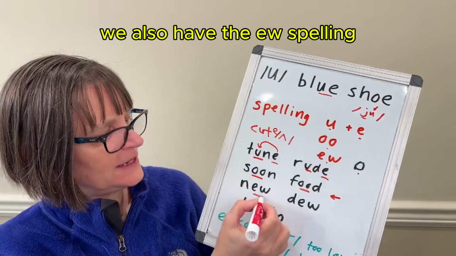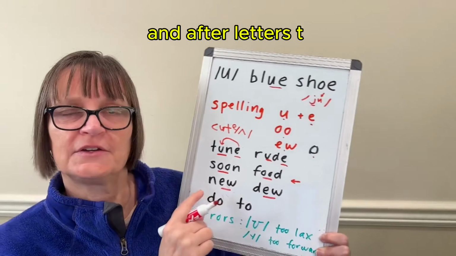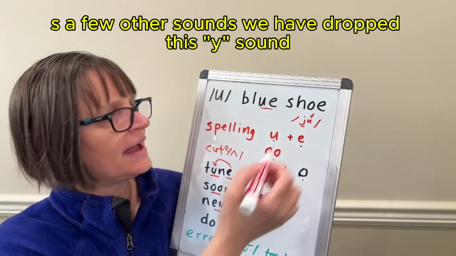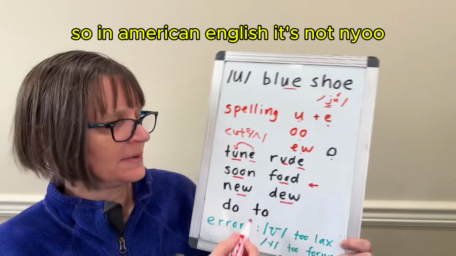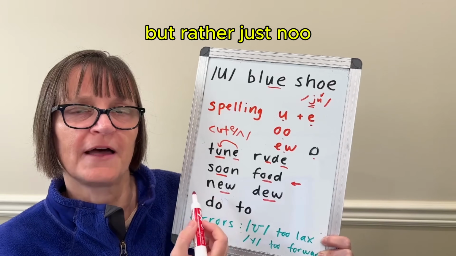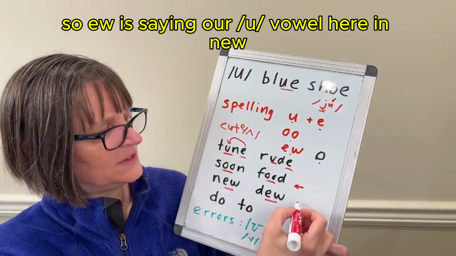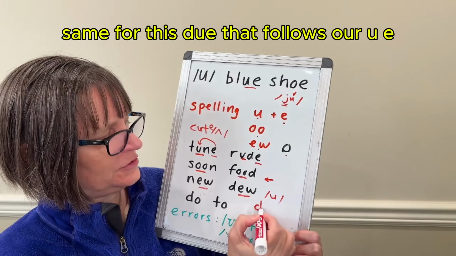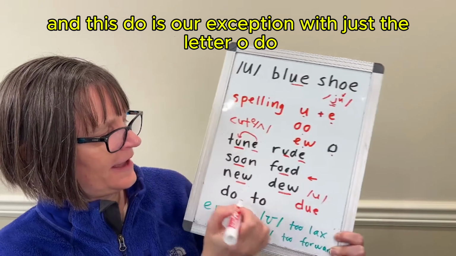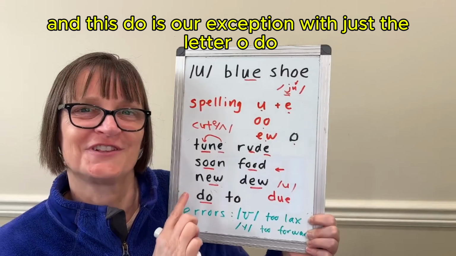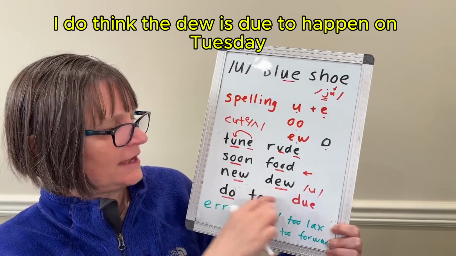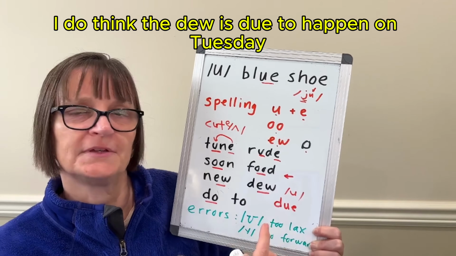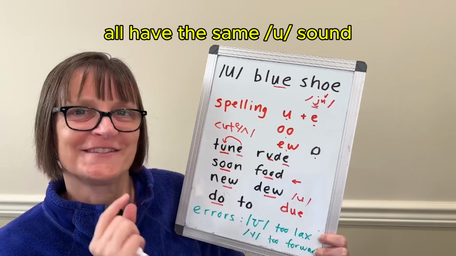We also have the EW spelling, and after letters T, N, D, Z, S, a few other sounds, we have dropped this y sound. So in American English, it's not Nyew, but rather just new. So EW is saying our oo vowel here in new and do. Same for this do, that follows our UE pattern. And this do is our exception with just the letter O, do. So these three, I do think the do is due to happen on Tuesday, all have the same oo sound.